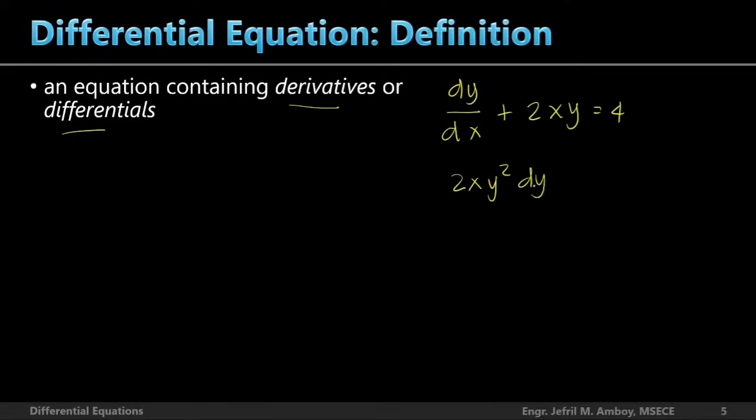2xy squared dy plus, for example, x minus 2 dx equals 0. So here, we do not have derivatives expressed explicitly, because you won't see dy over dx or dx over dy. Instead, we have differentials dy and dx. But even without a derivative, it has the differentials dy and dx, so we can still consider this a differential equation. The only difference from the first example is that there, the derivative is expressed explicitly, whereas here there is no derivative. Instead, again, we used differentials.